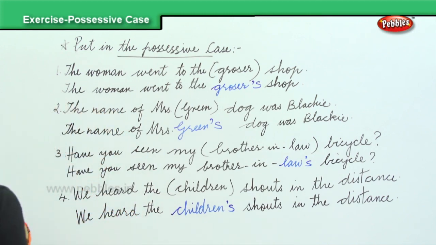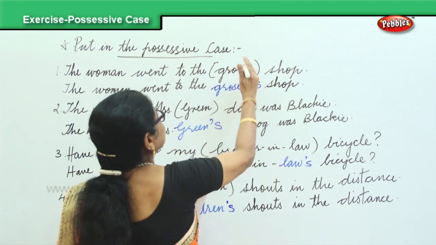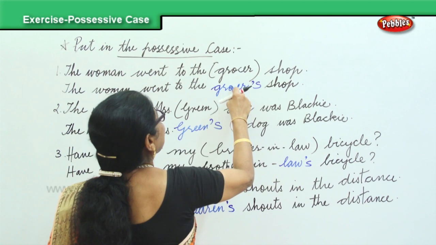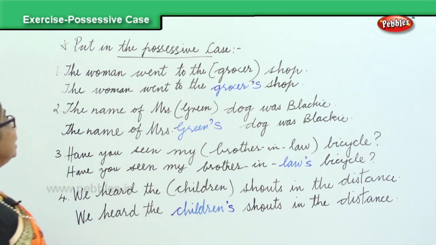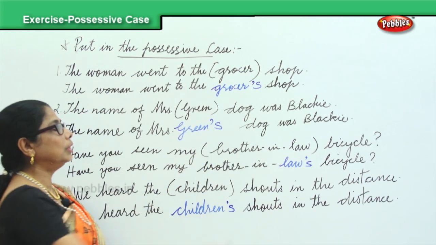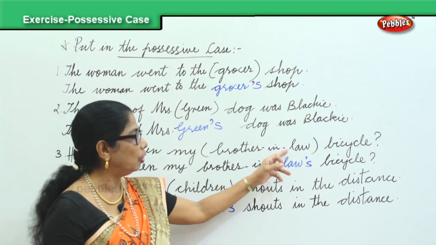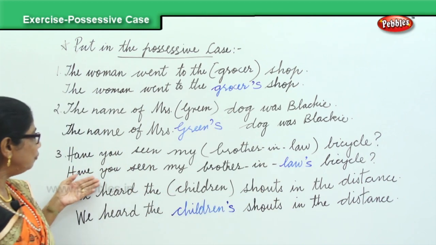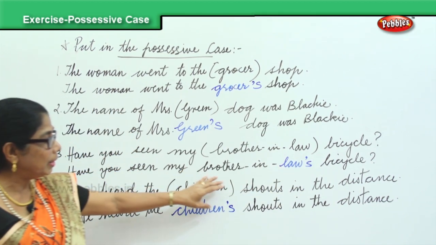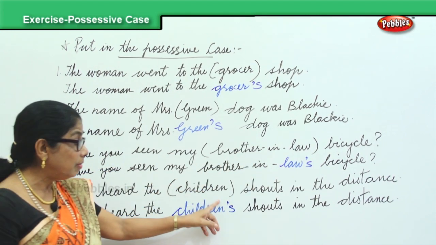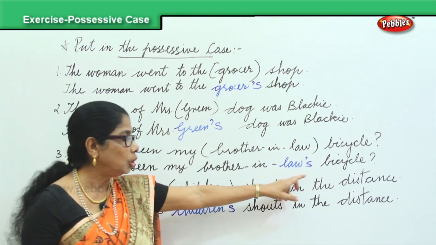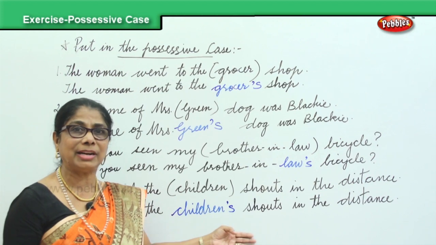Let's read the sentences together. The woman went to the grocer shop. Then you write it, grocer's shop. The name of Mrs. Green dog was Blackie. The name of Mrs. Green's dog was Blackie. Have you seen my brother-in-law bicycle? So it becomes brother-in-law's. And finally, we heard the children's shouts in the distance. So we have grocer's shop, Green's dog, brother-in-law's bicycle, and children's shout. Many children shout.